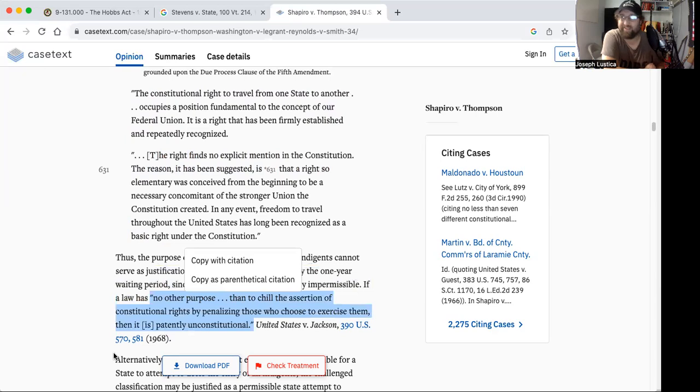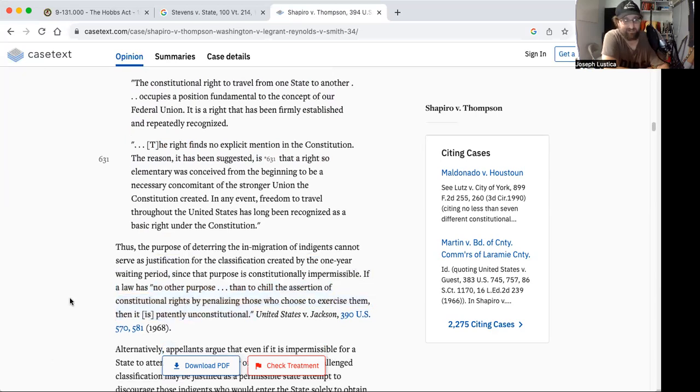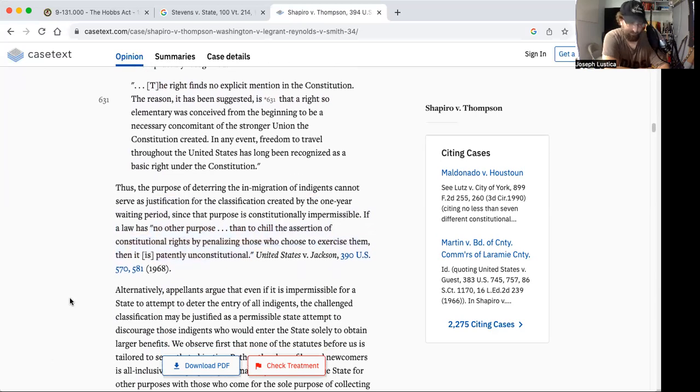Whew, I love that quote. Keep that one in your back pocket, okay? That one comes in handy. All right.